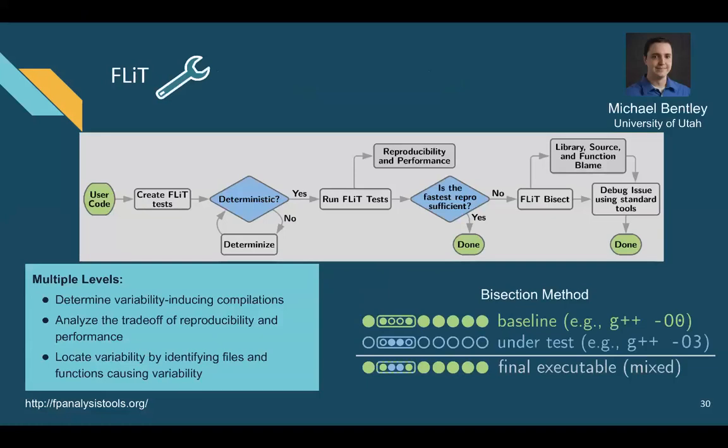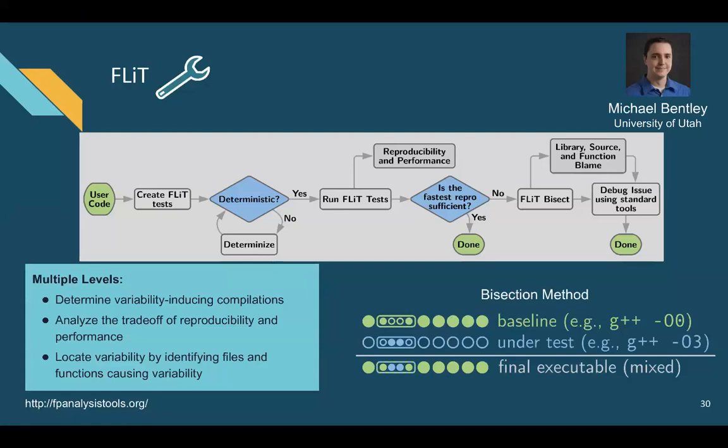So in the previous example, we identified the root problem in a single function using delta debugging, as I mentioned. This process was very manual in essence. There's a tool that you can use to isolate problems like this in a more automatic manner. The name of the tool is FLIT. FLIT provides a method to analyze compiler-induced variability. This tool provides multiple levels of analysis. It can determine compilation options that influence floating point variability in programs. It can analyze the trade-off of reproducibility and performance for a given compiler. It can also identify files and functions that cause variability due to compilations, like the example we saw before.